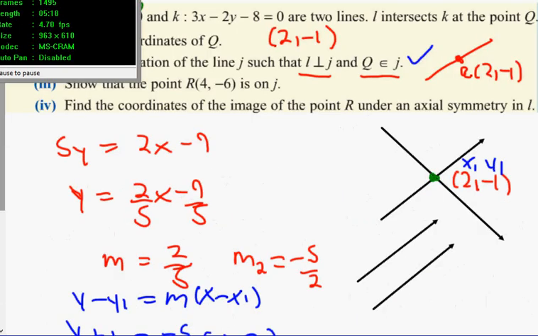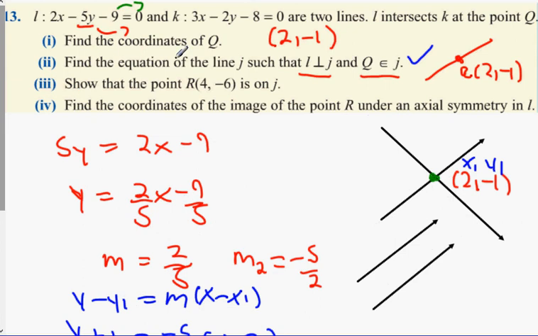So we're now finishing off question 13, part 4. We found out the coordinates of Q was (2, -1). We found an equation of line J, such that it's perpendicular to line L, and Q is on it. So this is the point Q here, and this is the line J going up through it, and this is the line L going that way.